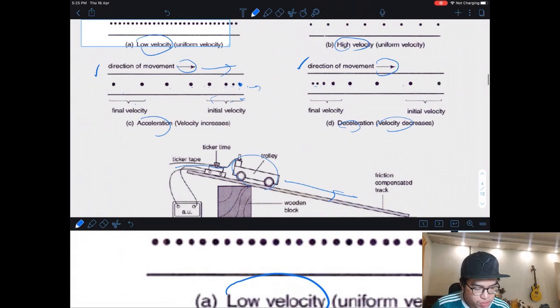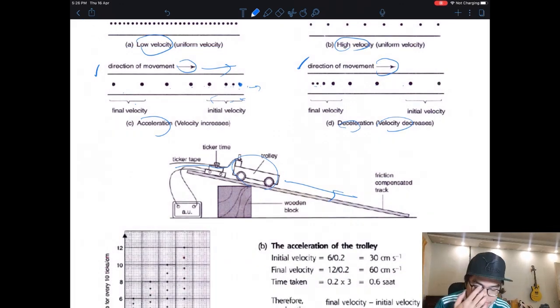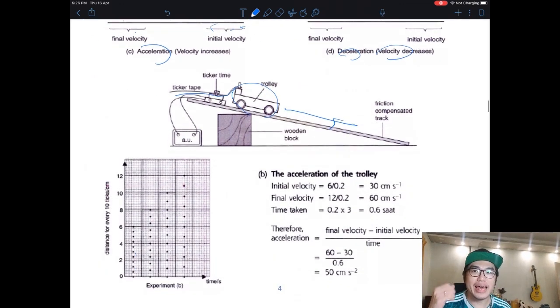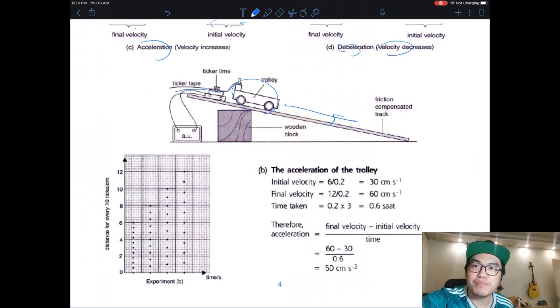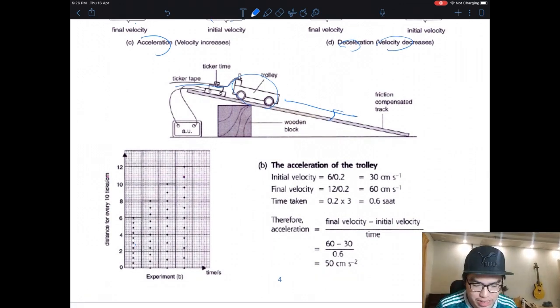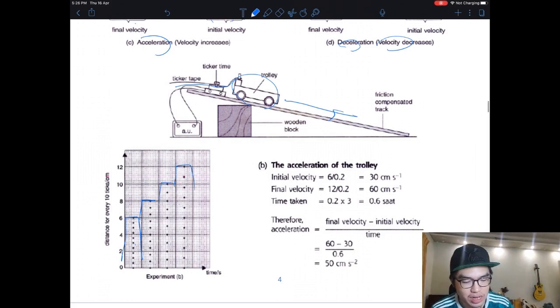All right, so today we are going to learn how to calculate acceleration. We have learned how to count velocity, but how do we calculate acceleration in ticker timer? Very simple. Now can you see there are 4 strips here? So do you still remember our acceleration formula?